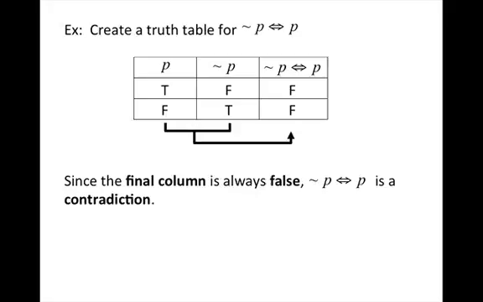When your final column is always true, you have a tautology. When your final column is always false, you have a contradiction.